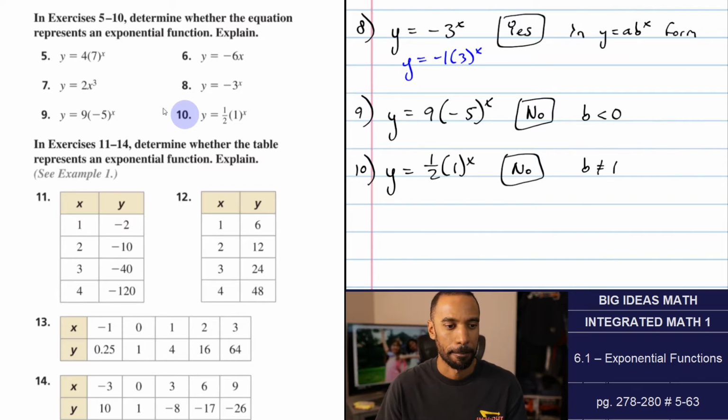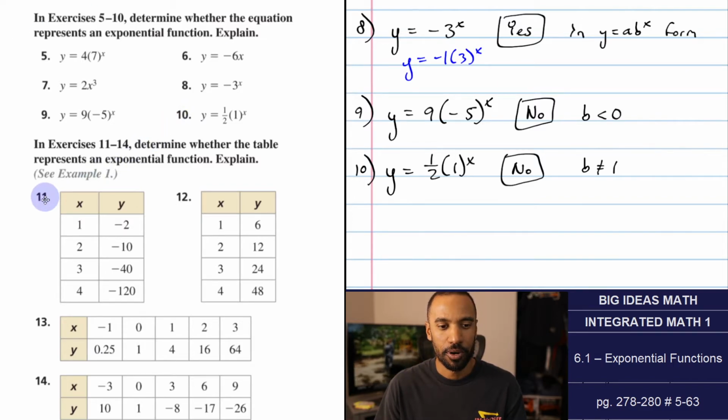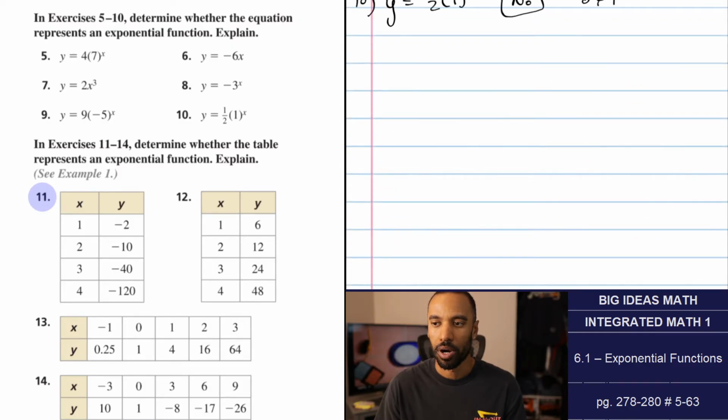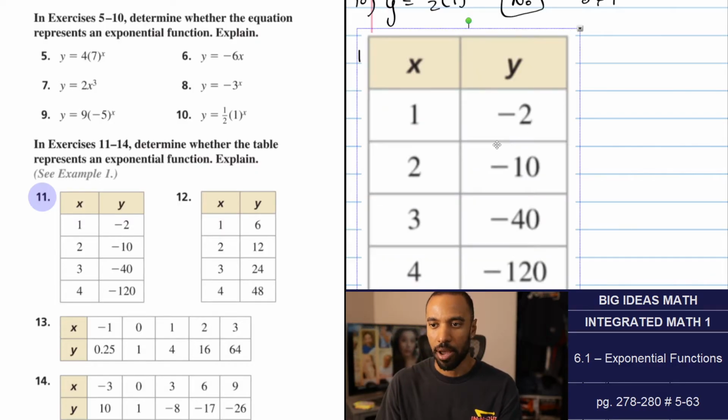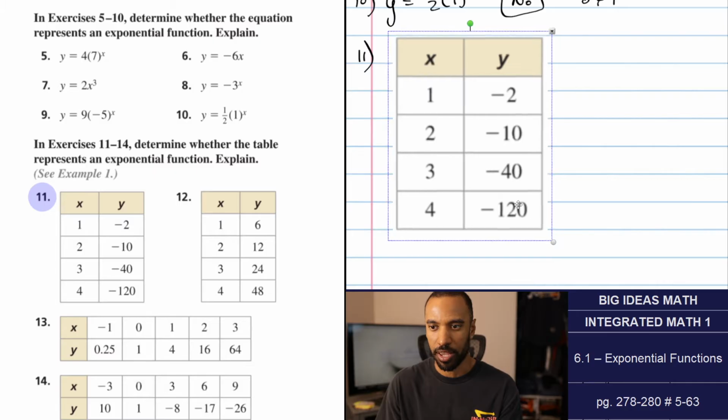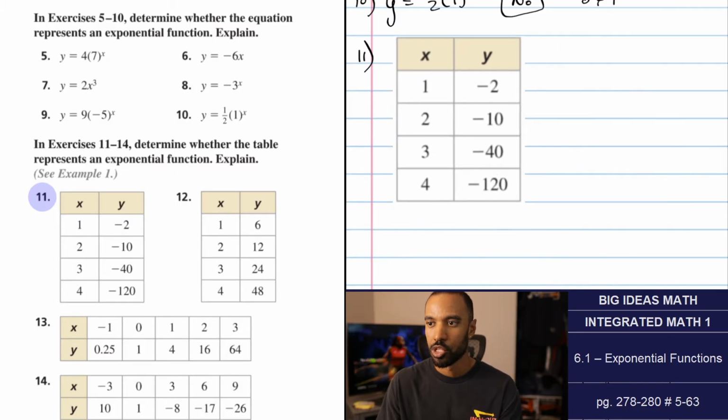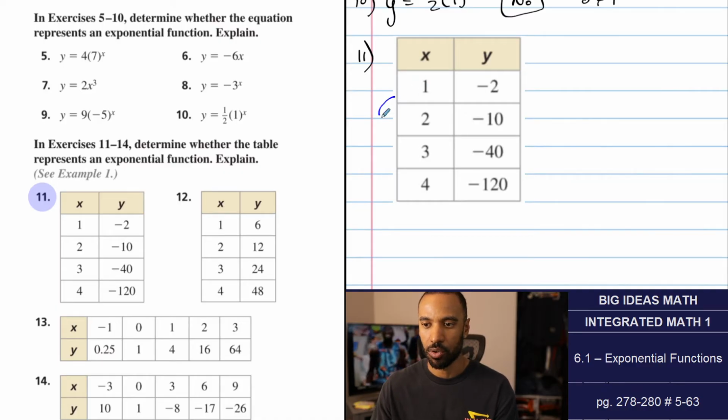Doesn't change it. Okay. In exercises 11 through 14, determine whether the table represents an exponential function and explain. What we're going to look for is a constant ratio of y's as x increases by a constant amount. So let's take a look at this here. And x, by all intents and purposes, should increase by a constant amount. Otherwise, it'd be very tough for us to determine what it is we like to determine here. So on number 11, we can see that x is increasing by 1 each time, which is great.